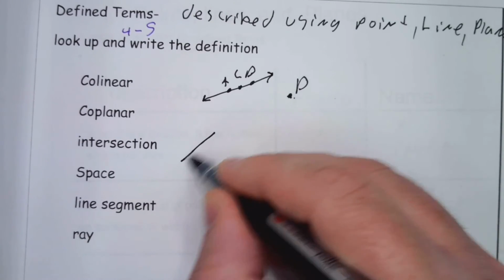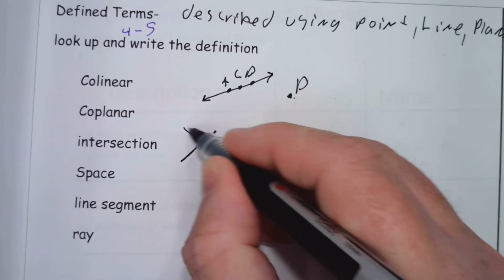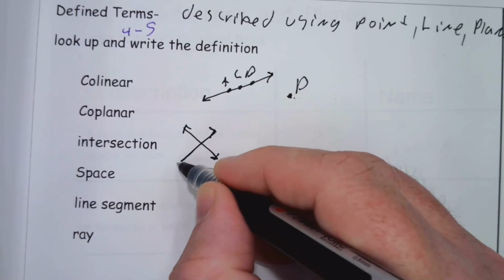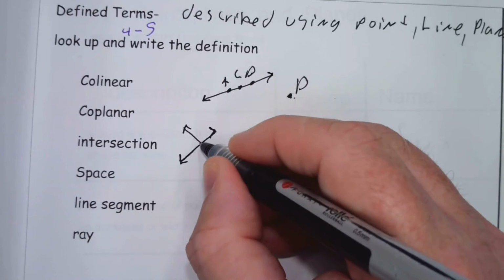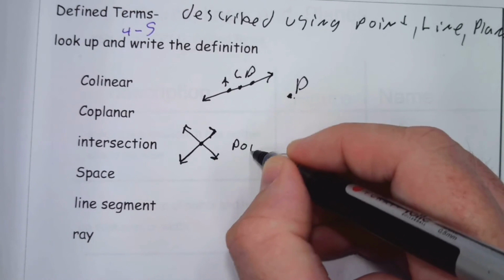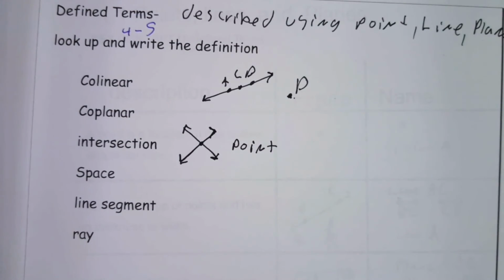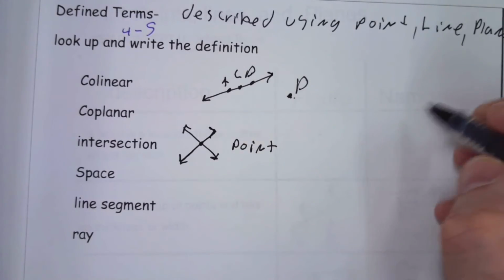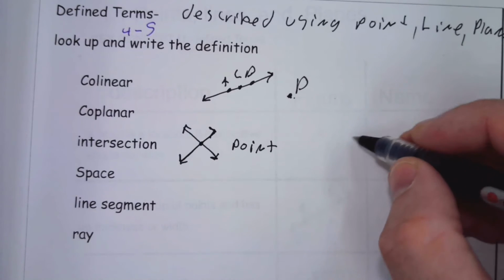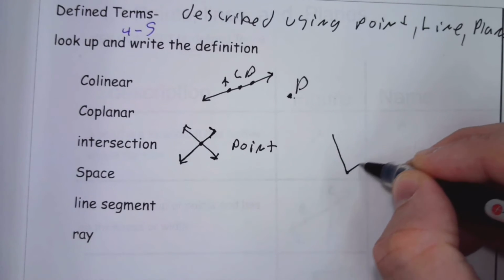So what I want you to know is if I have two lines that intersect at an intersection, that intersection is a point. Here's what I want you to think about, and this is tough to draw. So I'm going to attempt to draw it.